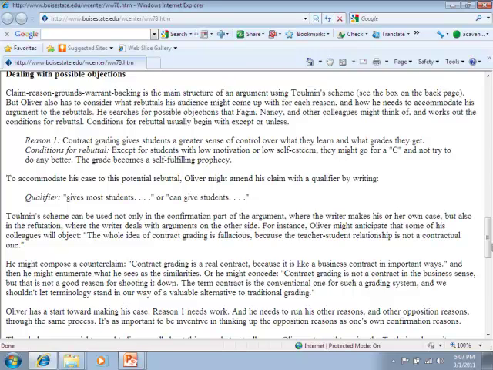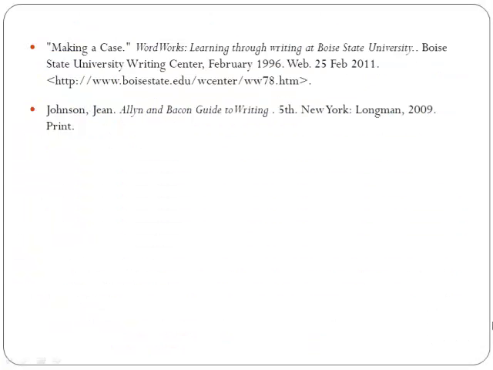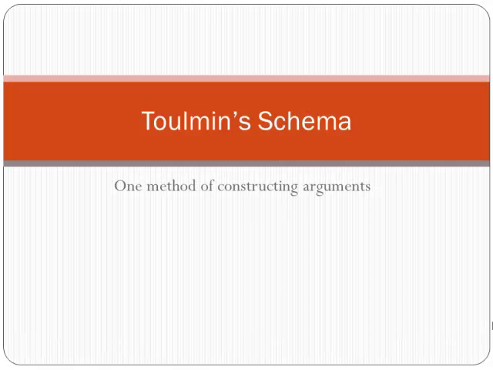To accommodate his case, Oliver might amend his claim, as the website mentions, by writing most students, or gives most students, or can give students. By qualifying one's writing, one can amend the claim. Hopefully you have a better understanding of Toulmin's schema, one method of constructing arguments.